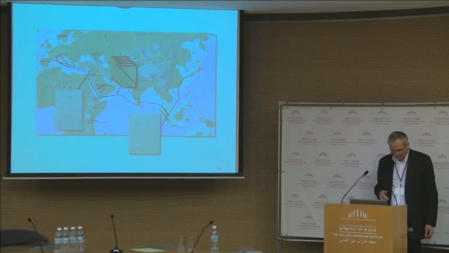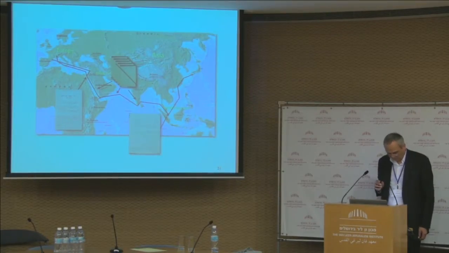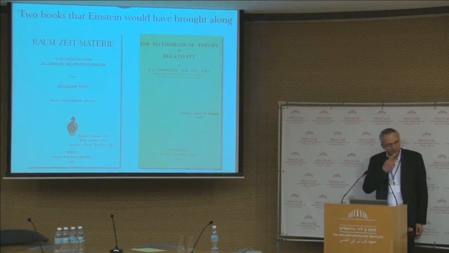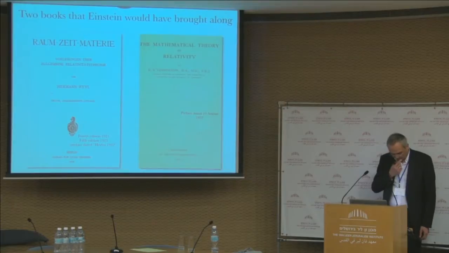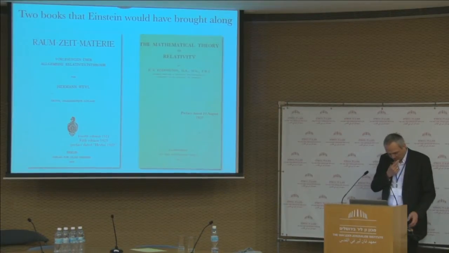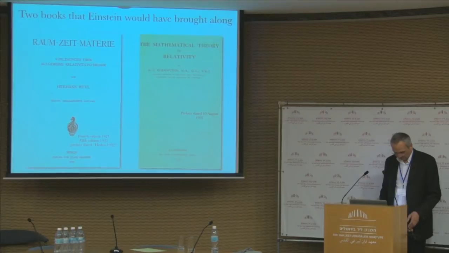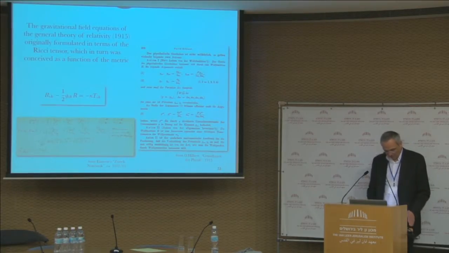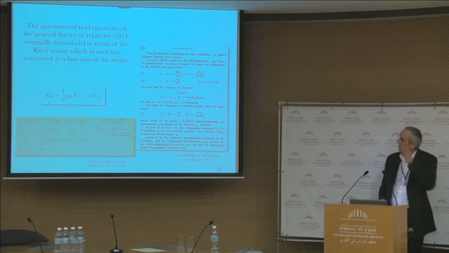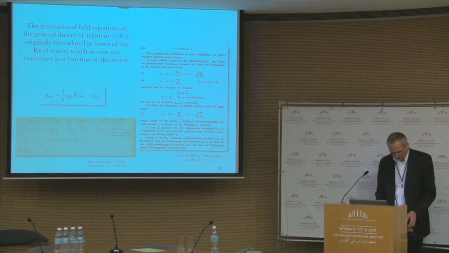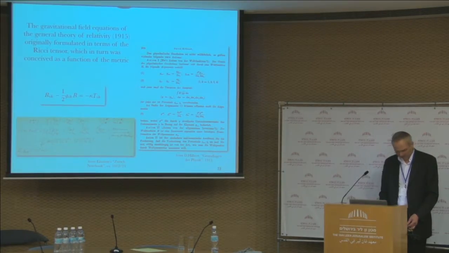during that period, he did engage with existing literature. Two books that he probably brought along on this trip were the 5th edition of Weyl's Space-Time-Matter and the proofs, maybe, of Eddington's Mathematical Theory of Relativity. These books, in any case, span the problem space of Einstein's manuscript. So the problem was this: the gravitational field equations of the general theory of relativity in 1915 were originally formulated in terms of the Ricci tensor, which in turn was conceived as a function of the metric.